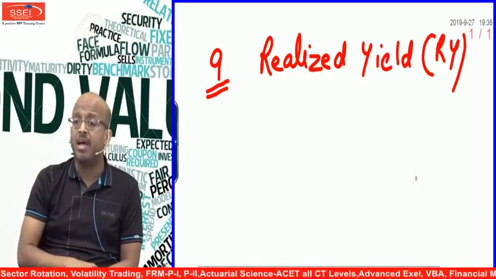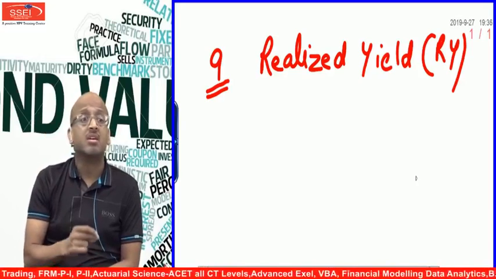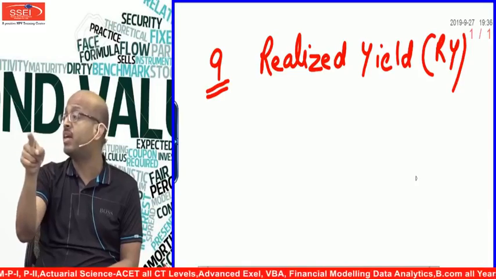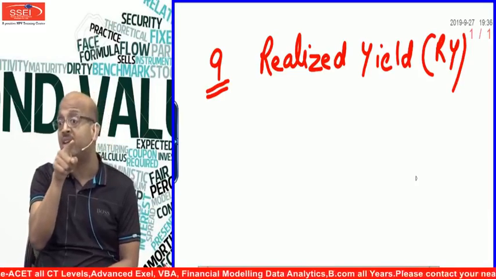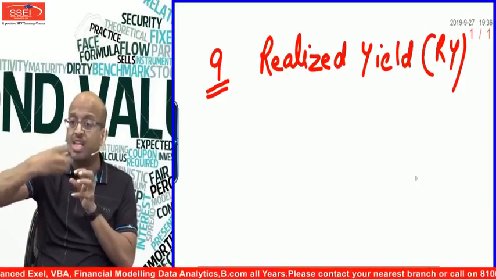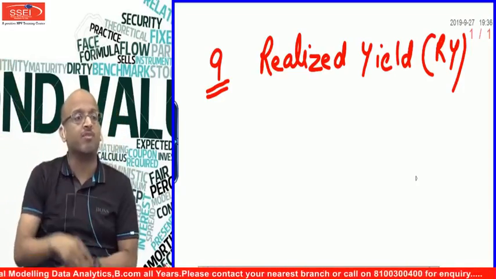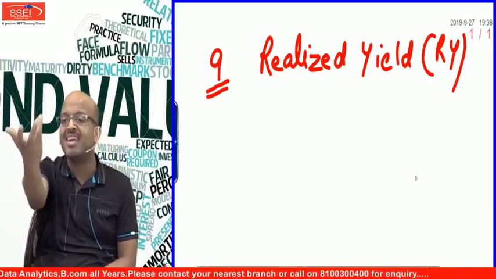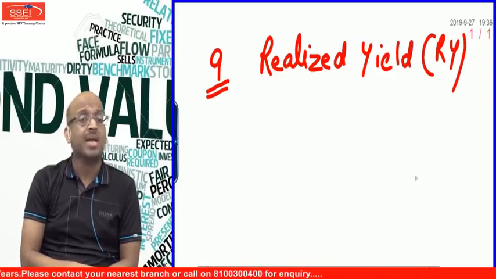One person asked me a doubt that, sir, you had not taught us MIRR, modified internal rate of return. Remember? Then I taught you that in MIRR we have to send all the cash flows of the project to the end and then set outflow equal to inflow. Realized yield is like MIRR.